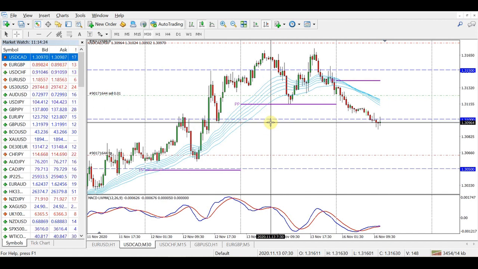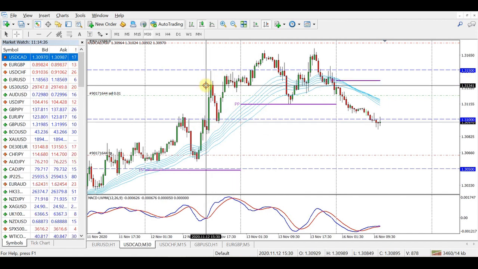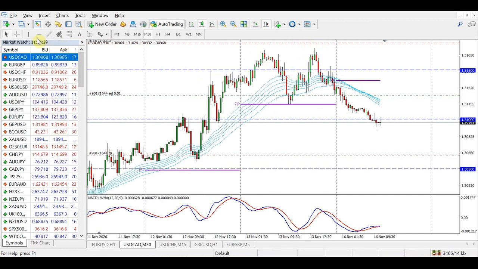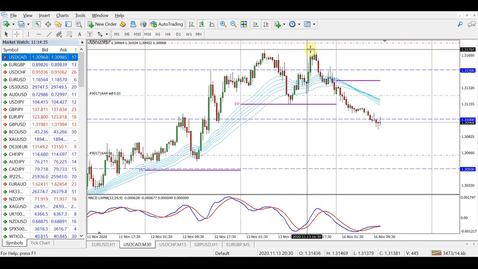USD Swiss franc setup. We've got price making higher highs, MACD making lower highs, and what I really liked about this trade is that we've got this double top that's formed.